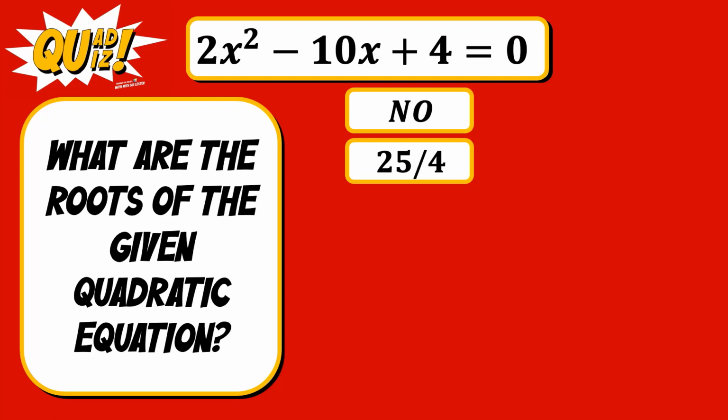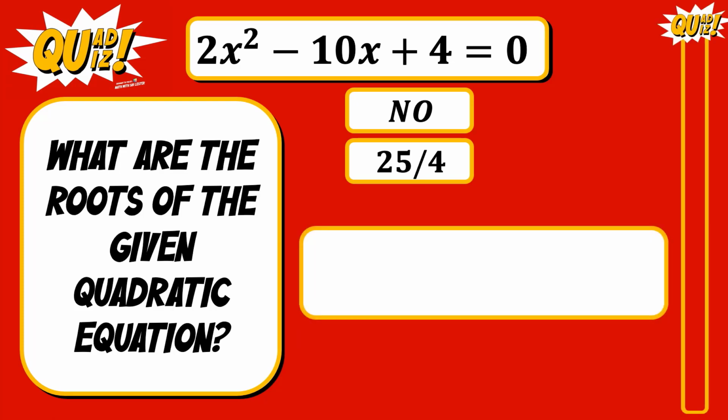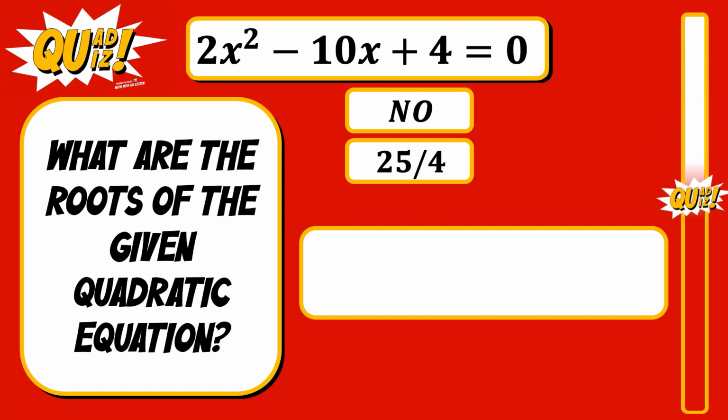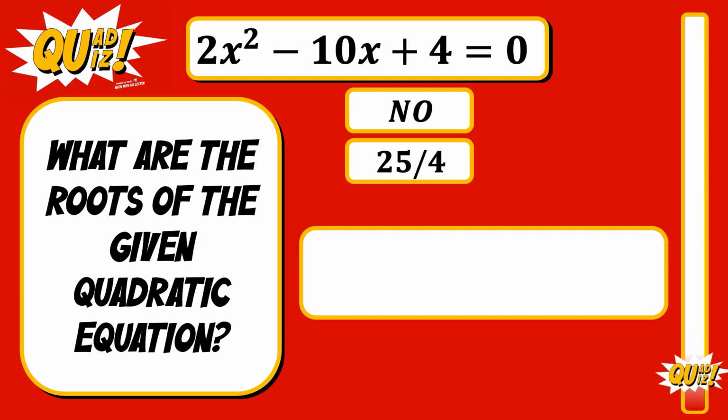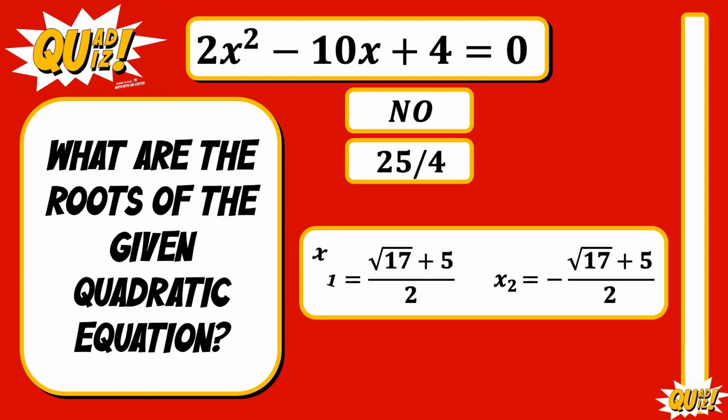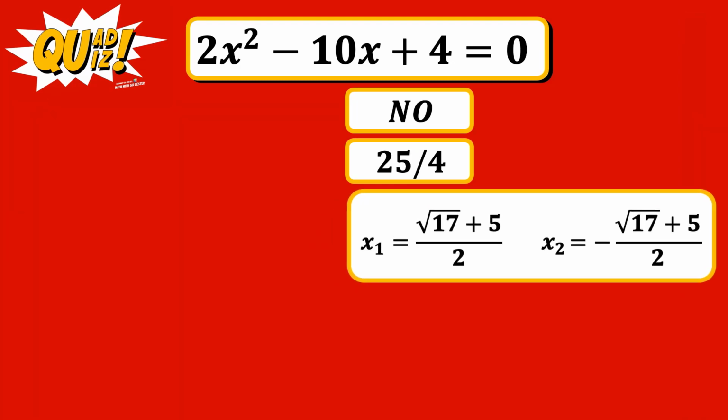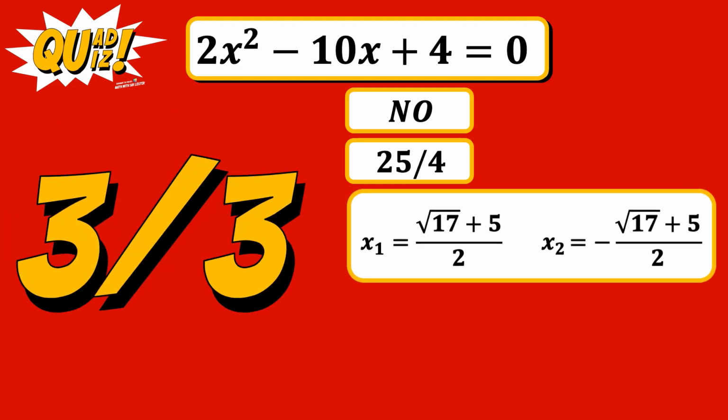Now, what are the roots of the given quadratic equation? The 2 roots are positive and negative square root of 17 plus 5 all over 2. Did you get 3/3? If not, please continue viewing this video.